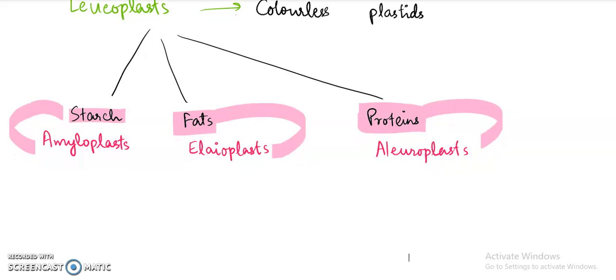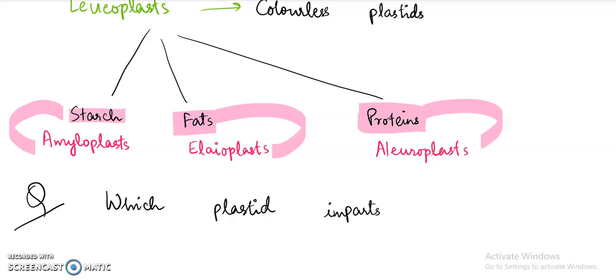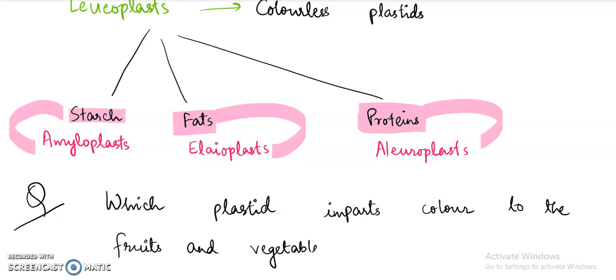Another thing, the last part of this video is obviously the question. Now my question is, which plastid imparts color to the fruits and vegetables? Here, when I am talking about vegetables, I am talking about other than green color. I'm not talking about green color here.